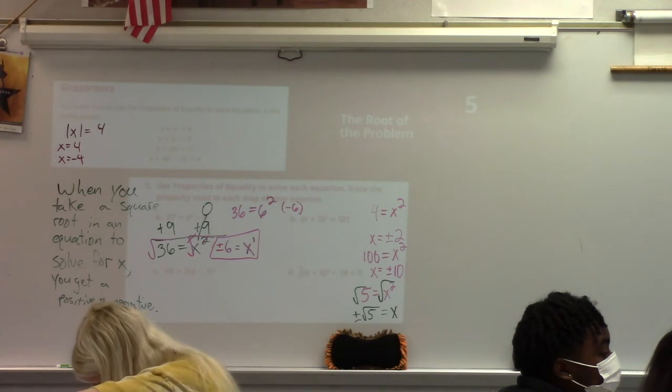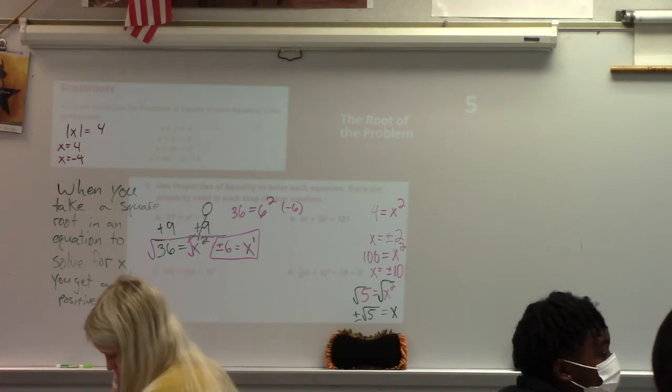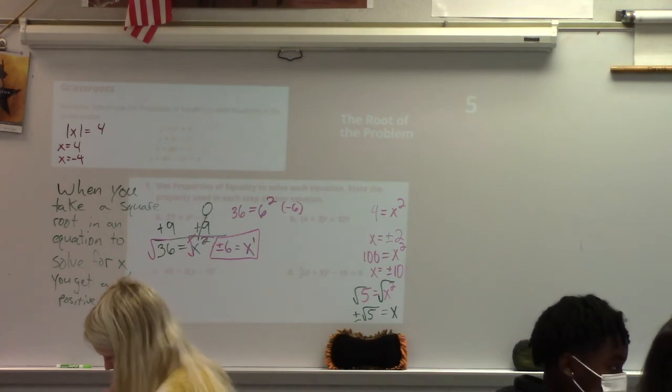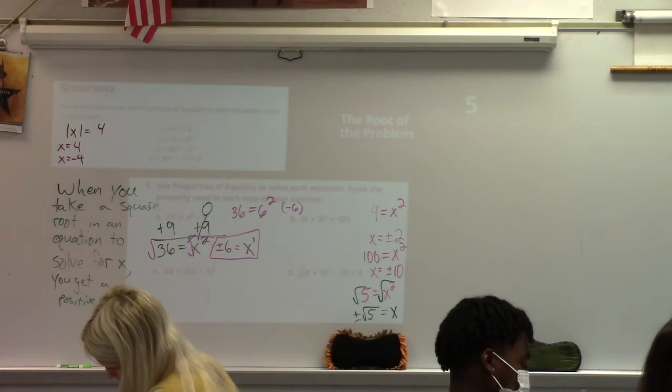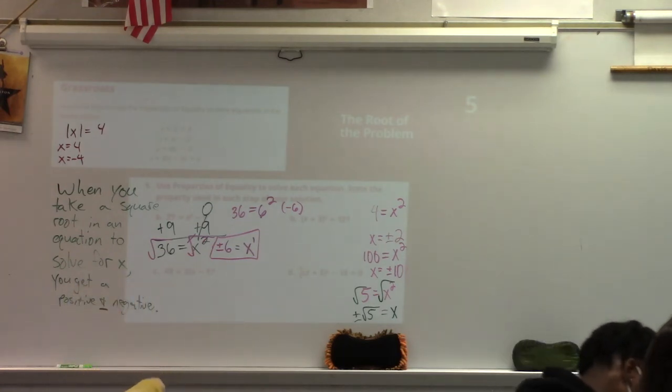So now what are you going to do? Now, you haven't taken the square root yet, right? You divided by 3 to cancel out that multiplication. Now what would you do? Now take the square root. Why?